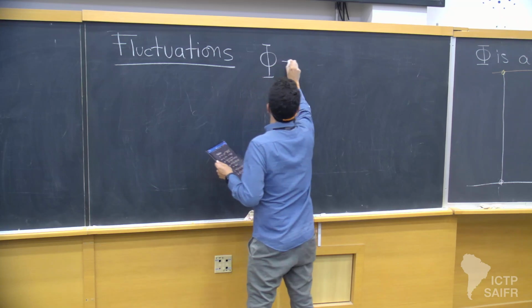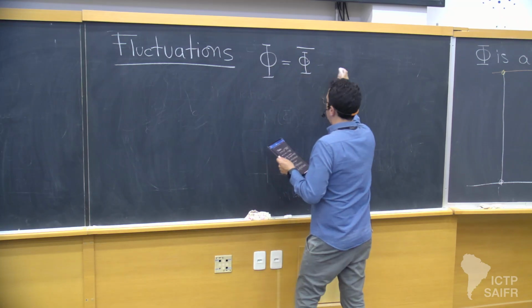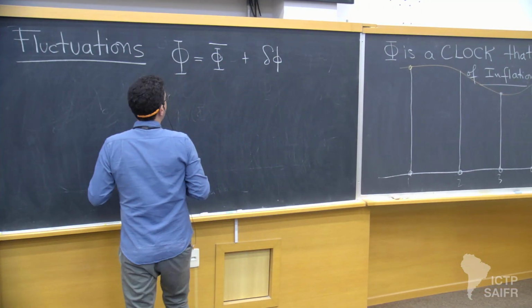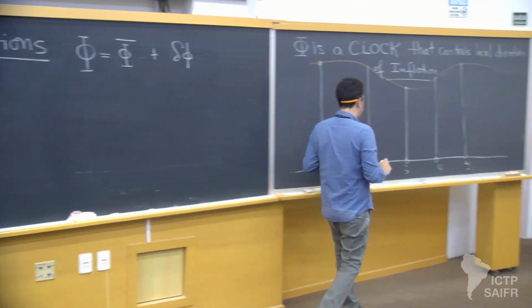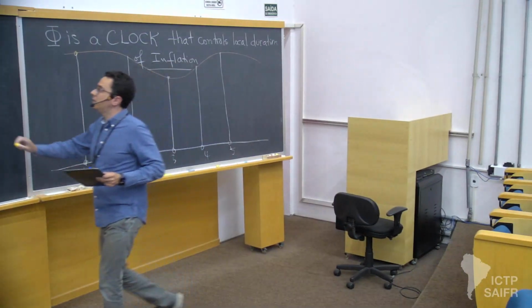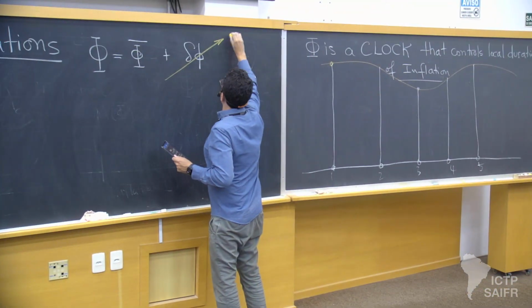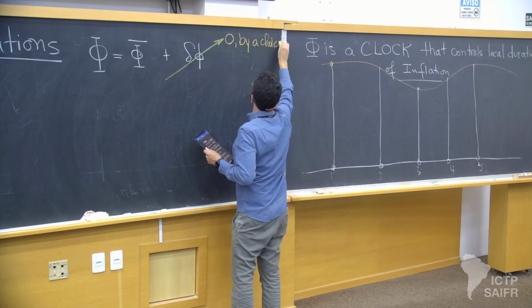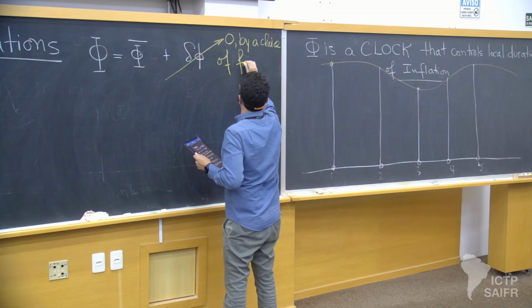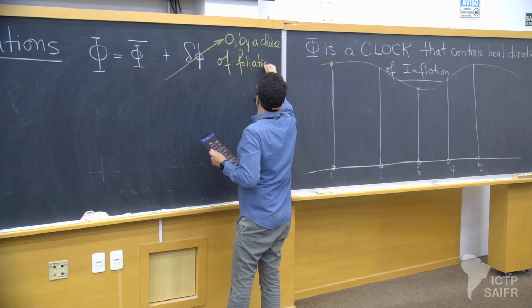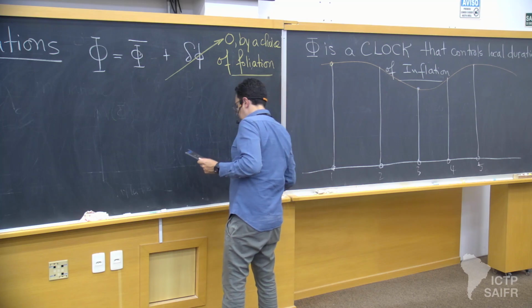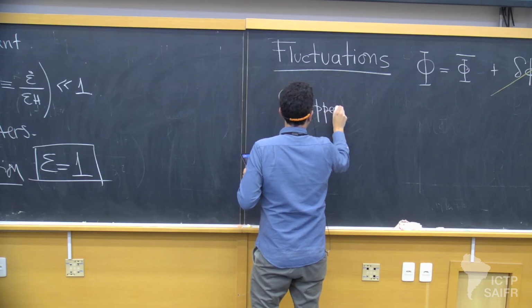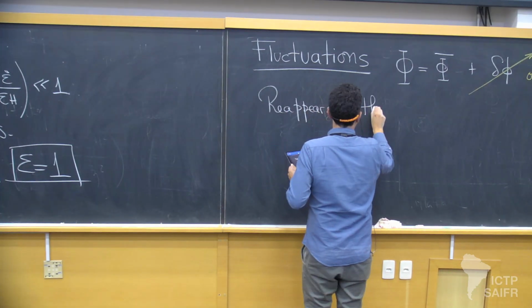So phi has some phi bar, some vacuum expectation value, and some fluctuation, delta phi. And here there's something fun you can do, is you can set it to 0. You set it to 0 by a choice of foliation. Here it's essential that it's a gravitational theory. So then it reappears in the metric.